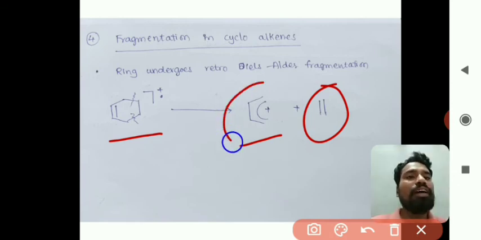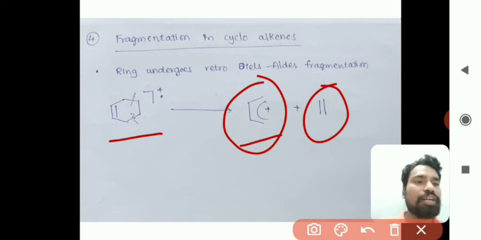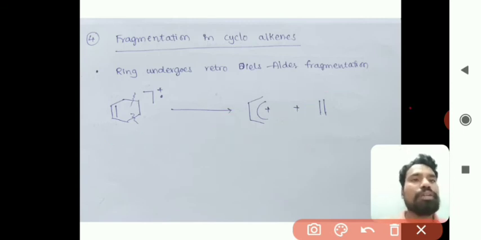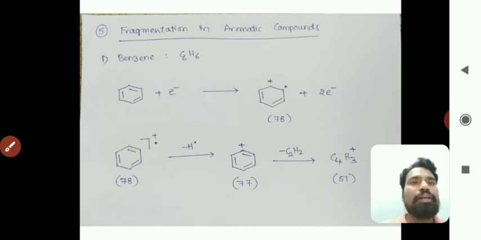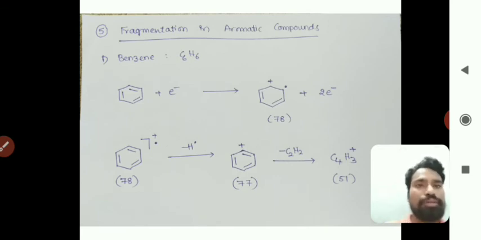So a diene is converted into a positive radical cation, and an ethylene molecule is formed. This is the fragmentation in cycloalkenes. Next is fragmentation in aromatic compounds. As we have already discussed, in the case of aromatic compounds the electron removal takes place from the double bonded carbons, the HOMO orbitals of the double bonded carbons. So observe here in benzene.